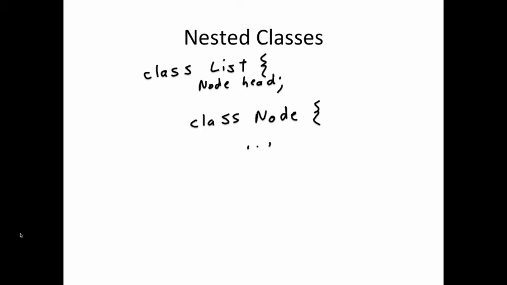And when we compile list, you would see that there would be another class called list$node.class, and that is how your inner classes get compiled, by using the $ as the delimiter, with the outer class first, and then the inner class name.